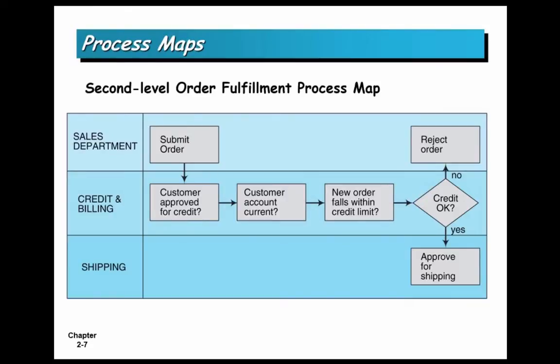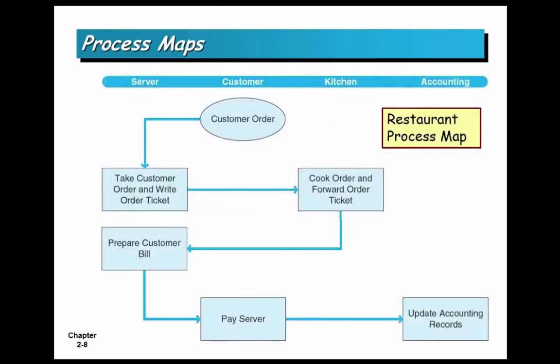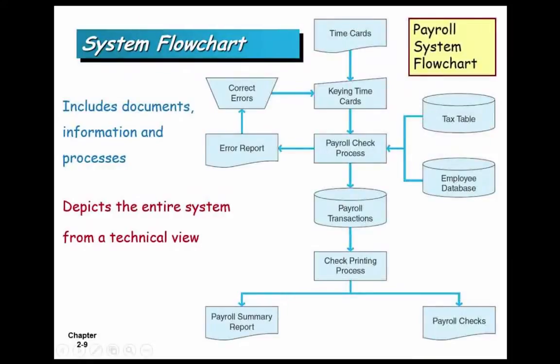So notice here, the second level is where we're going to show that exception processing, the reject order. The various stakeholding users are along the top. You could have done it along the left side. It would have just been turned sideways. Okay? So those are process maps. And we saw the process maps as it related to the systems development lifecycle. Similar idea, except not restaurant stuff.